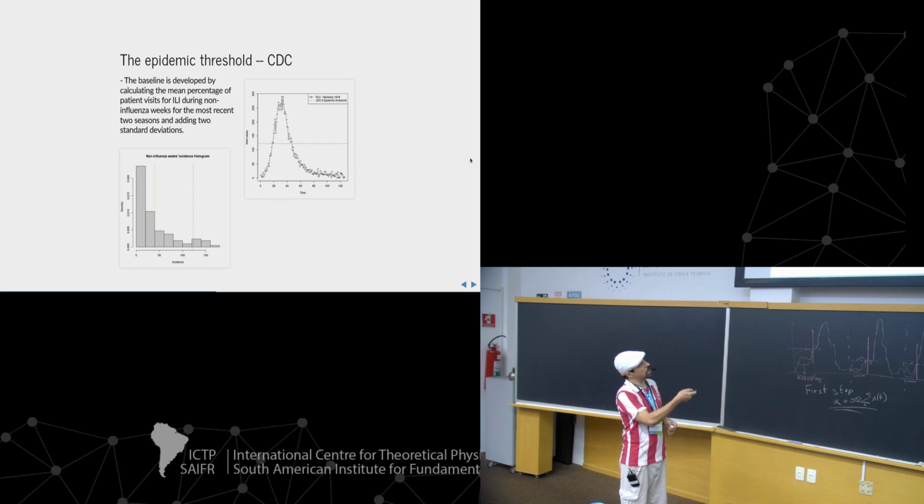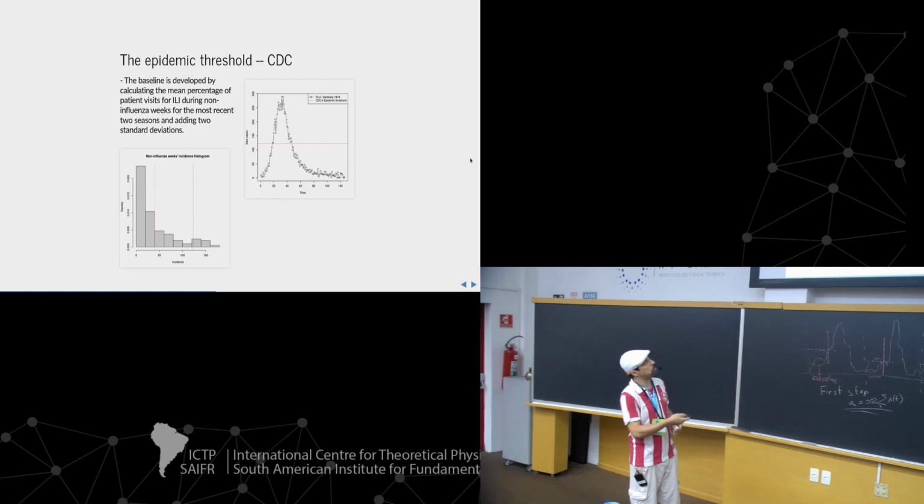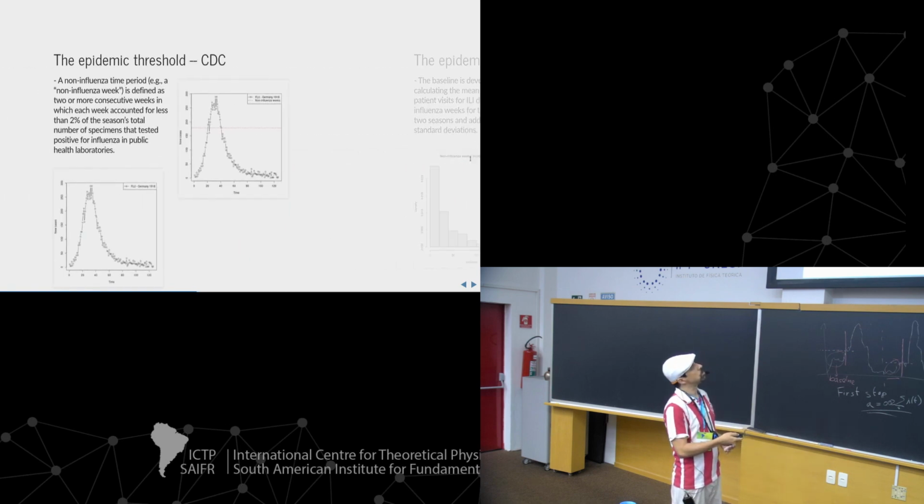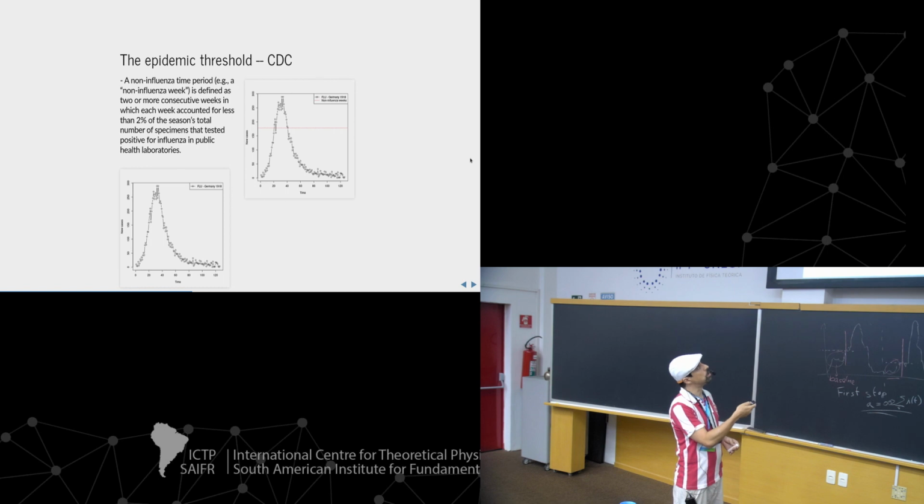So again, using the same example, the epidemic threshold itself, based on the CDC approach, would be here more or less at 100 something, 115, 120 more or less, 120 I think it was. So you can see that we already lowered quite well from the first approximation. Okay?